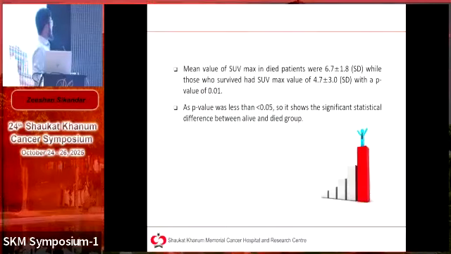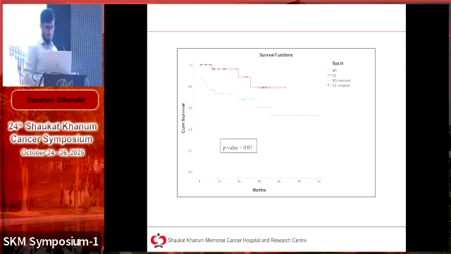Mean value of SUV max in patients who died was 6.7 plus or minus 1.8 standard deviation, while those who survived had SUV max of 4.7 plus or minus 3.0 standard deviation, with a p-value of 0.01. As the p-value was less than 0.05, it shows a significant statistical difference between the alive and died groups.